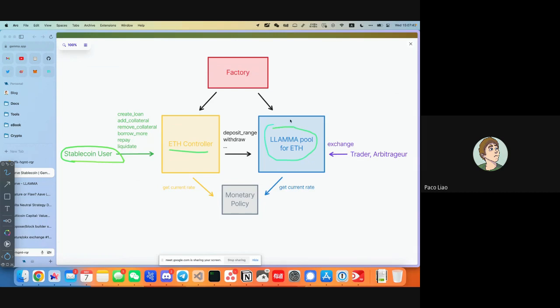And if the collateral price goes down, maybe users' collateral will start to be liquidated. And external traders or arbitragers can interact with this AMM pool. They can call the exchange function to exchange tokens in this pool, just like normal AMMs, there's no difference. And there's a monetary policy that controls the borrowing rate. I'm not going to go into more detail about the monetary policy and the rate for now. This is how users interact with Llama.